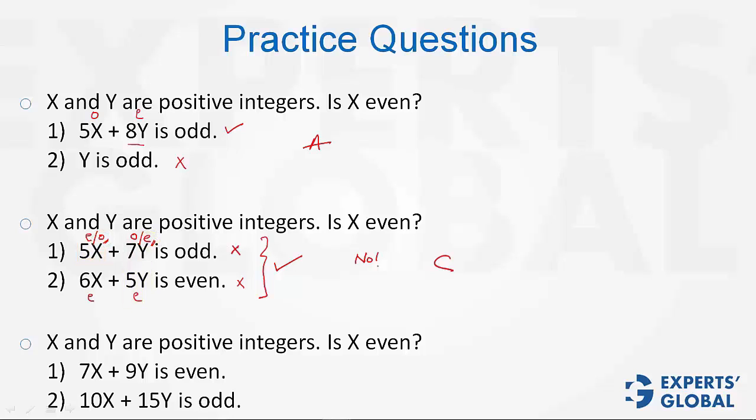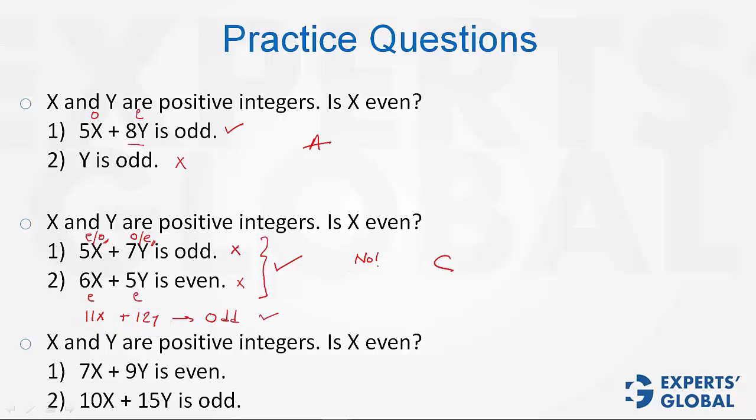You could have also done this question a different way. Add the two. You get 11x plus 12y. That is, when you are combining, 11x plus 12y is odd plus even, which is odd. Now 12y is bound to be even, and therefore 11x must be odd. If 11x is odd, x is odd. So on combining, we say that x is odd, and therefore we get no as an answer.